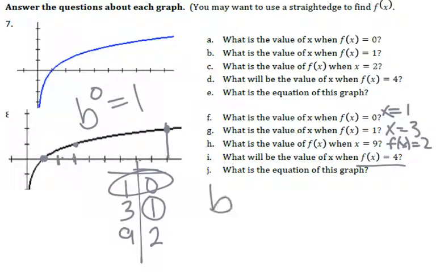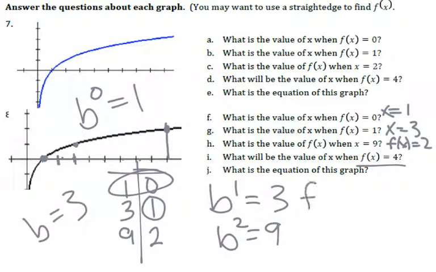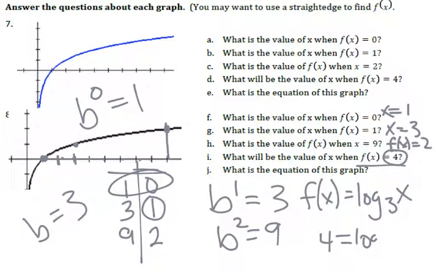But what about this one? B to the first equals 3. What does B have to be? Or B squared equals 9. Pretty easy to see that our base is 3. So we have f of x equals log base 3 of x. Which, if it's equal to 4, would be 3 to the 4th equals x. So x would be 81.